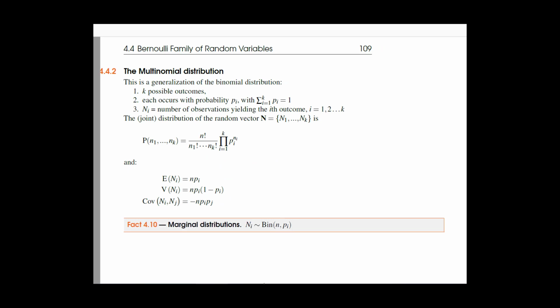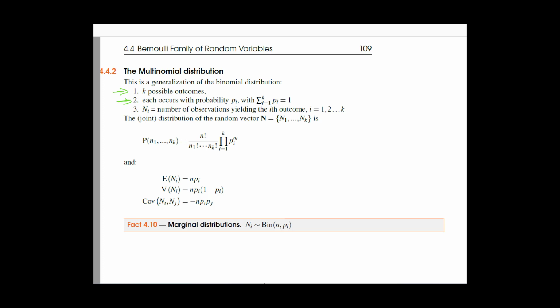Now we're going to talk about the multinomial distribution. It's going to be rather quick, because it's a straightforward generalization of the binomial random variable. Think of it as a binomial experiment, but where the underlying Bernoulli experiment has k outcomes and not just 2. So here we have k possible outcomes in this experiment.